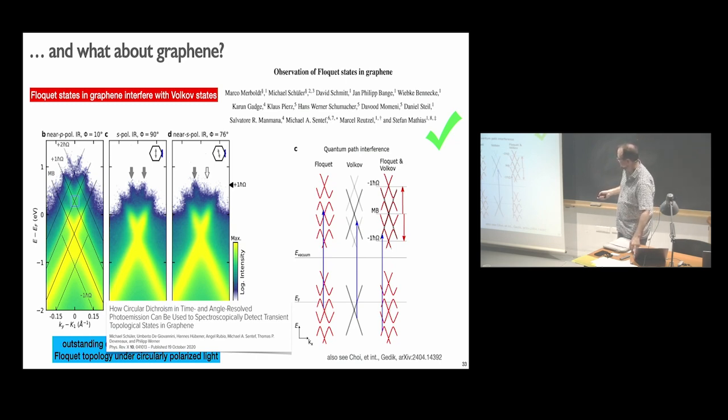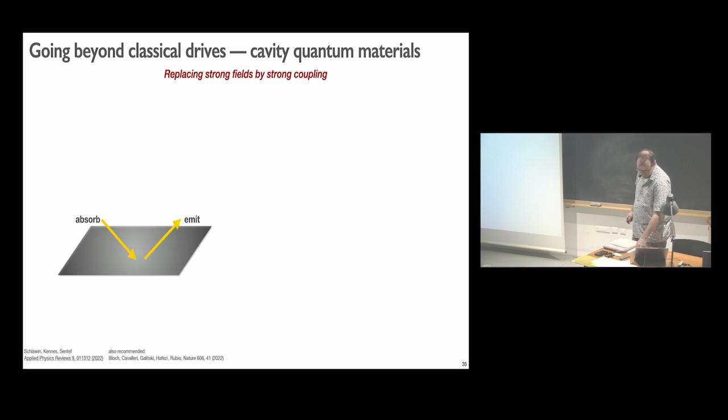So I recommend a very nice paper by Michael, who was also involved in a lot of the theory, especially also the theory for this Floquet-Volkov interference. Okay, good. So now I have, how much time do I have actually left? 12 minutes? Okay, good. So I want to at least advertise some of this.